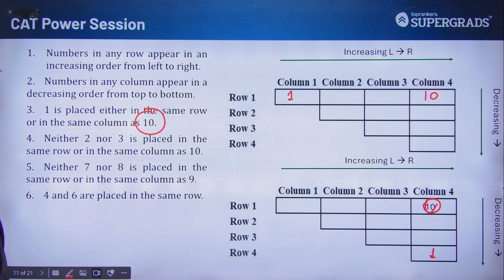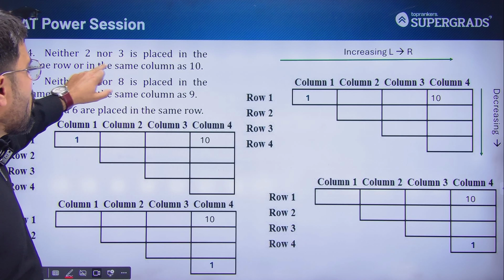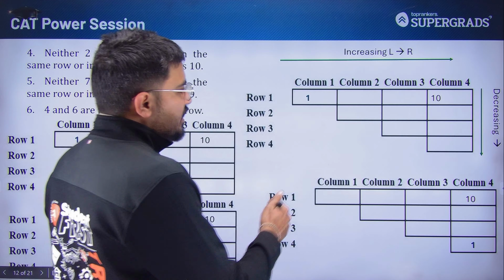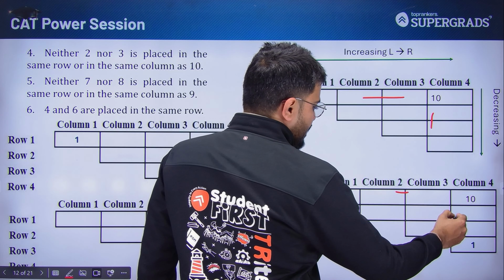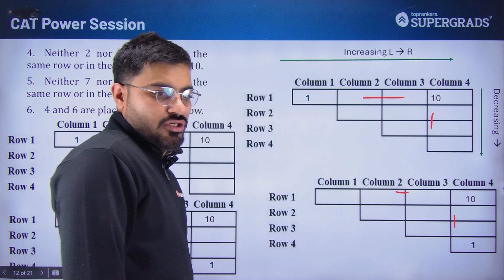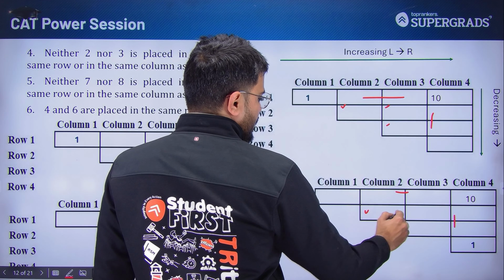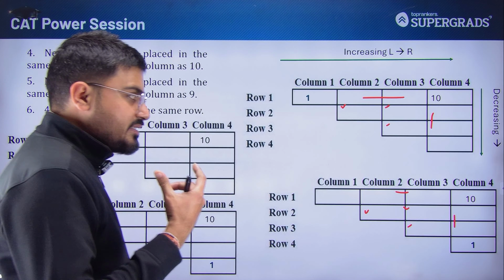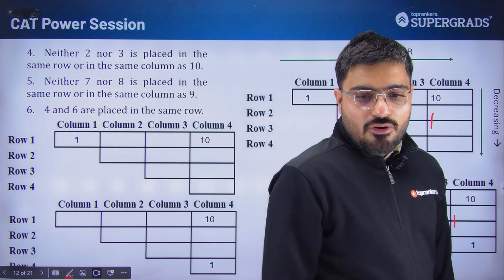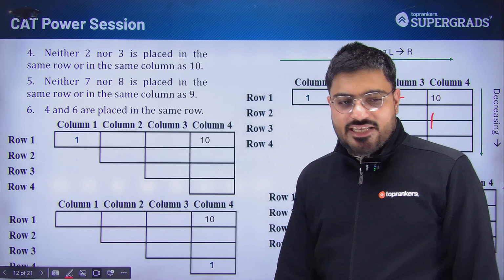The next thing they have mentioned is neither 2 nor 3 is placed in the same row or in the same column as 10. So 2 or 3 will not come in these places. 2 or 3 will come here, here, or here, means at these three places 2 and 3 can come. So identify and mark these places in your brain. Now you can see there are 4 tables. Why 4 tables? Let's look at the next instruction.